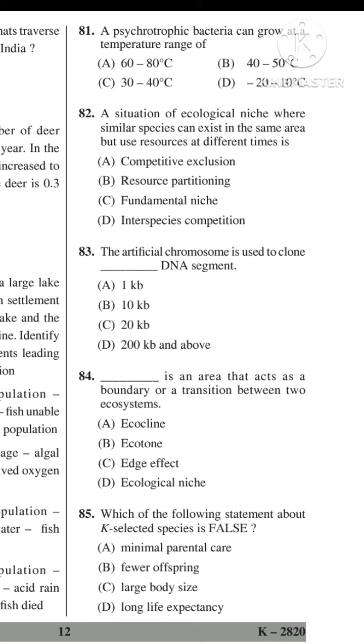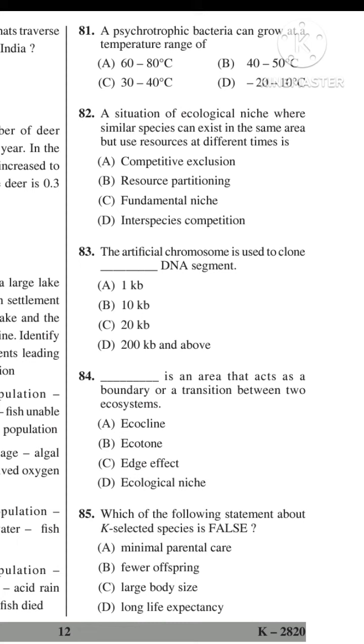Listen carefully. Which of the following statements about K selected species is false? So remember there are two types of selections. One is K selection, the other is R selection. First I will tell you about K selection. K selected species have long lifespan, larger body and they produce fewer offspring. So D, C, B are true statements. But the question asks for the false statement. Due to fewer offspring, they show maximum parental care.